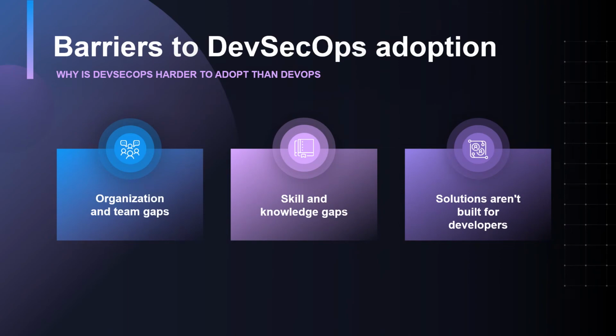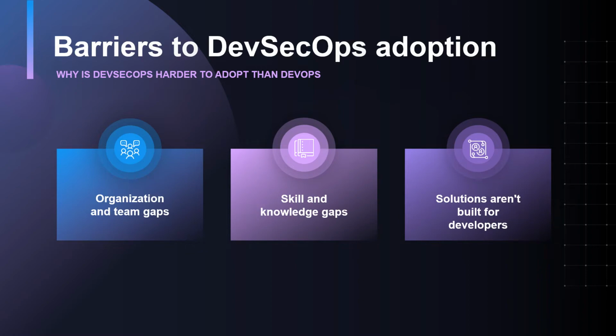DevSecOps presents barriers and inefficiencies for developers that we don't find with DevOps. These include organization and team gaps. Some organizations have security-specific teams who own all of security. This silos DevOps and SecOps and leads to a fragmented security culture.